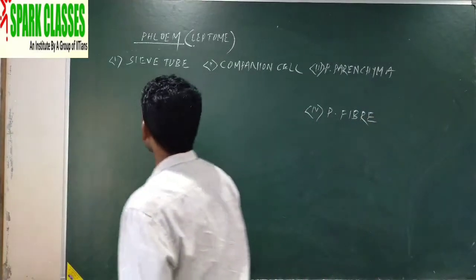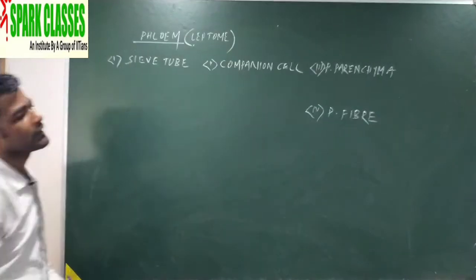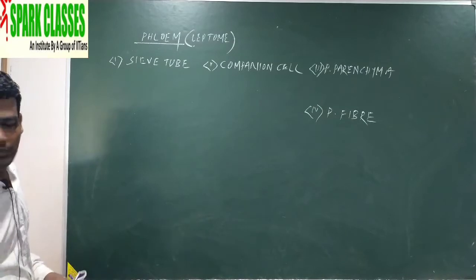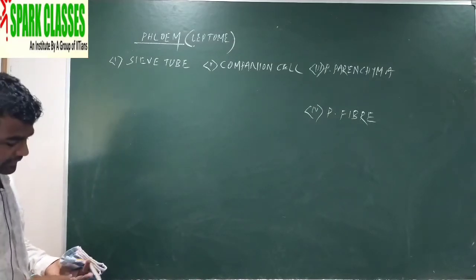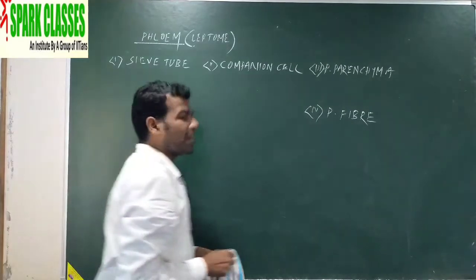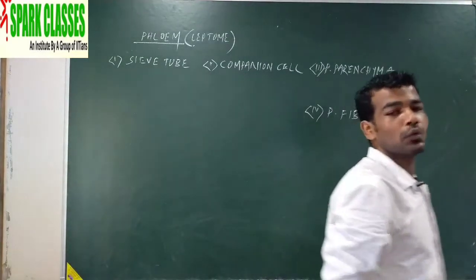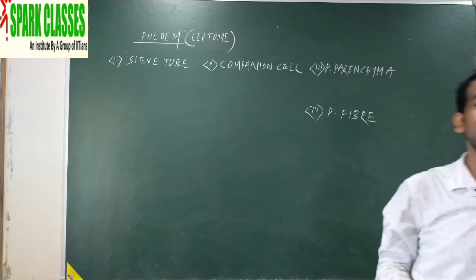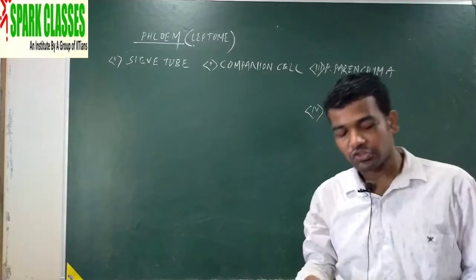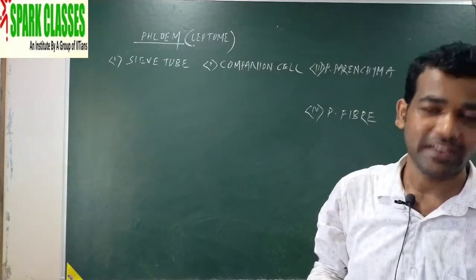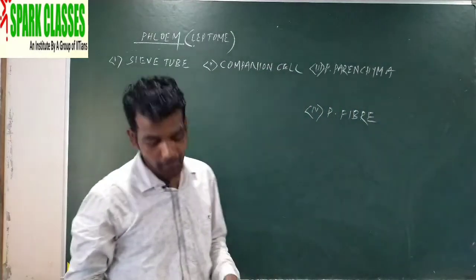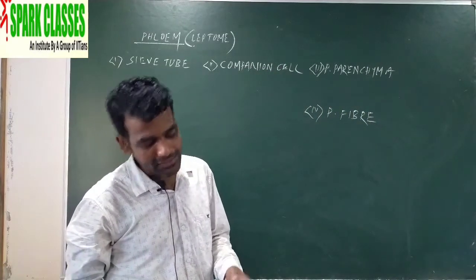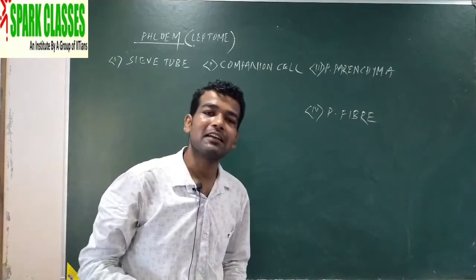One by one we'll discuss. So first, already I had told you, first character you have to know which are living, which are dead here. In case of xylem I had told you only one is living. Which one is living? Only your xylem parenchyma is living, rest are dead. But in case of phloem, just reverse. In case of phloem, you have to remember, only one is dead, three are living.